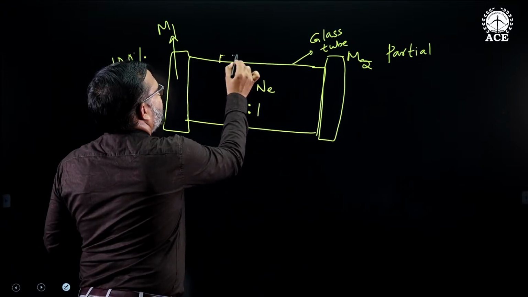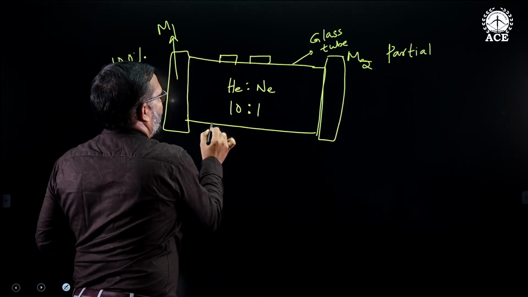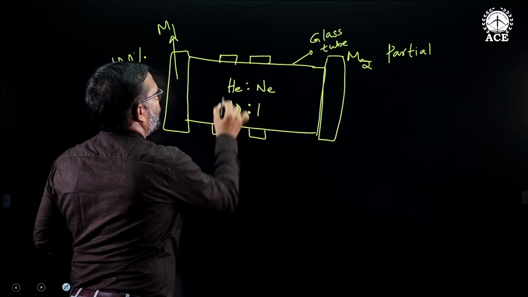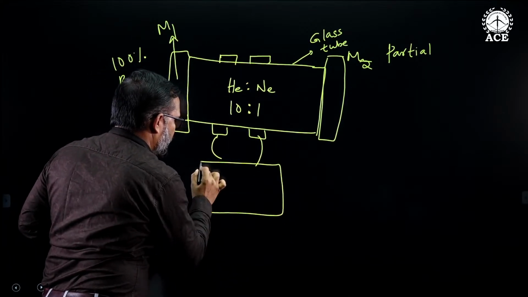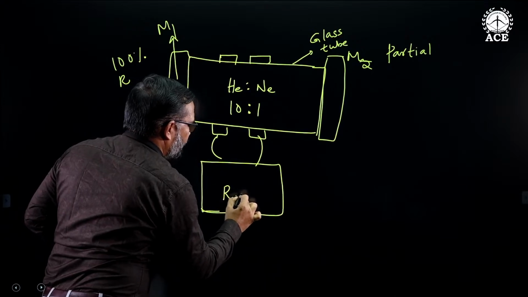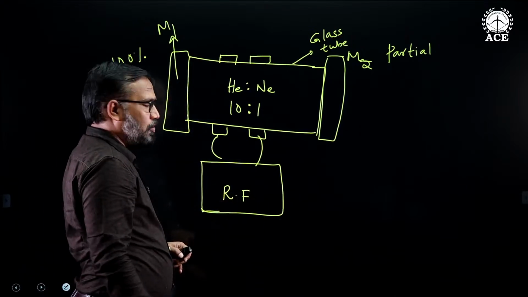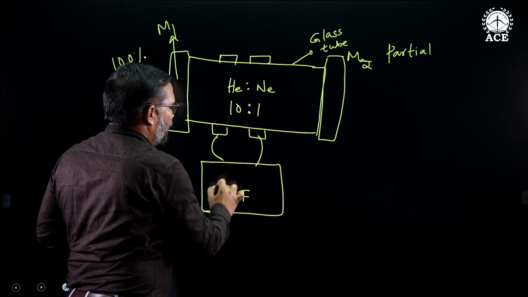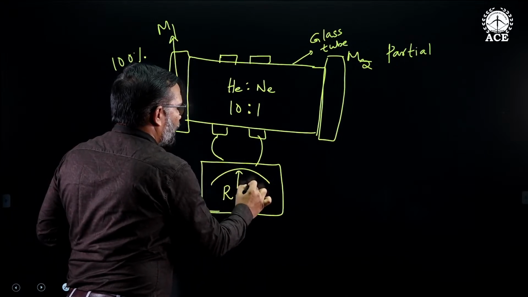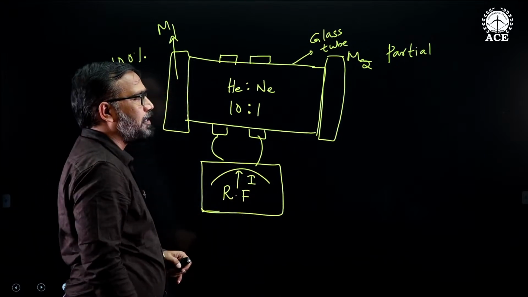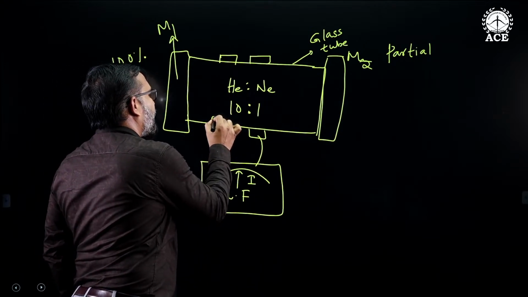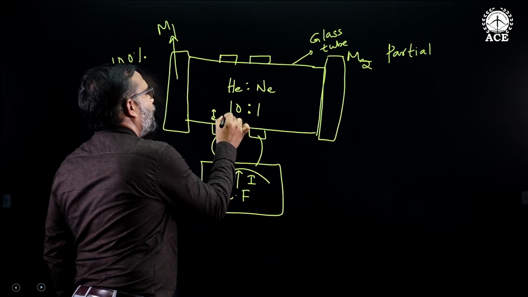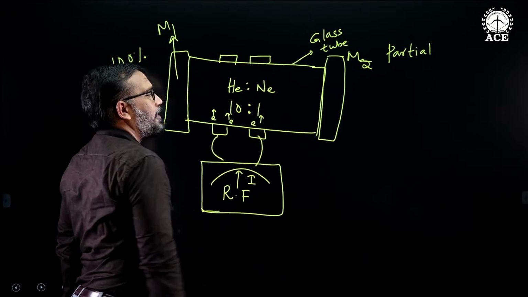Now we have an arrangement of electrodes. These electrodes are connected to a radio frequency generator. This radio frequency generator will generate some amount of current. Current means electrons are injected, injected into the mixture of helium-neon gases.